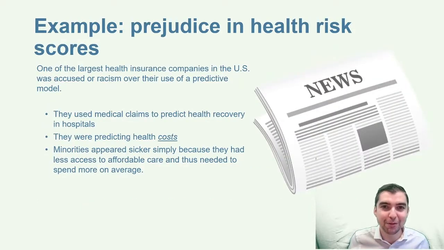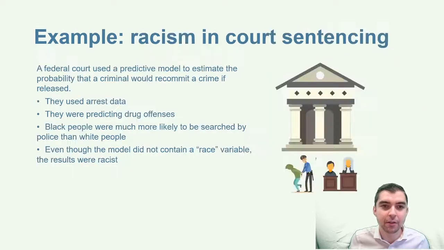Here's a real example from a major insurance company in the US just a few years ago. One of the largest insurance carriers in the world was accused of racism over their use of a predictive model. They used medical claims to predict health recovery in hospitals. They were predicting health costs, but minorities appeared sicker simply because they had less access to affordable care, and so their claim amounts were higher on average than a white person who had better access to care. So they had to spend more on average.